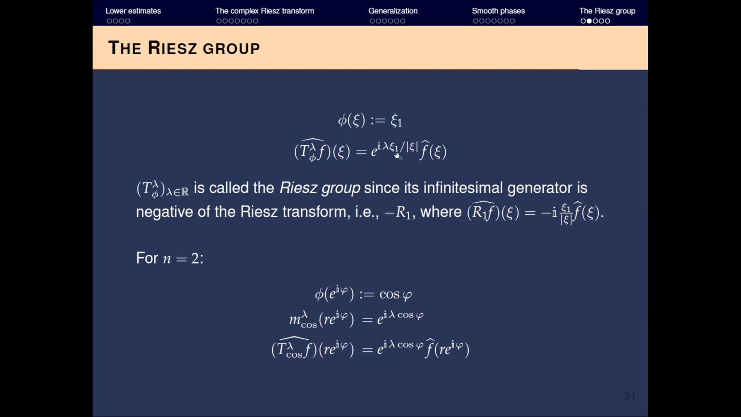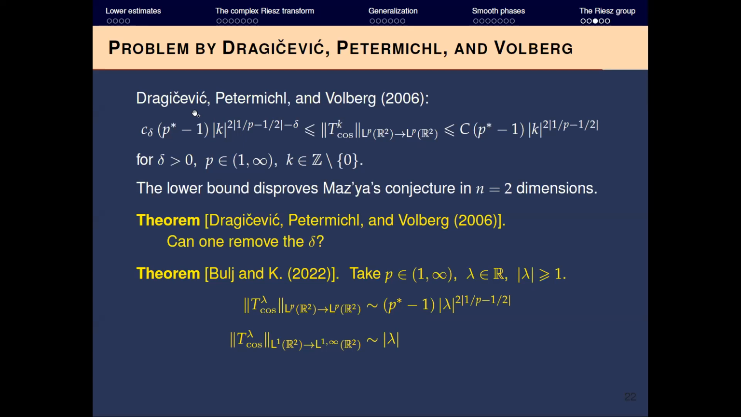Right? You see it from here. Expand this. This is just the derivative at lambda equals 0. In 2 dimensions, it's particularly simple. You just have this phase, and it's very explicit. You see this cosine in the exponent, and also the Fourier multiplier is reasonably explicit. So Dragičević, Petermichl, and Volberg actually studied asymptotics, in the sense that we care about, asymptotics that is sharp simultaneously in p and k of these operators.